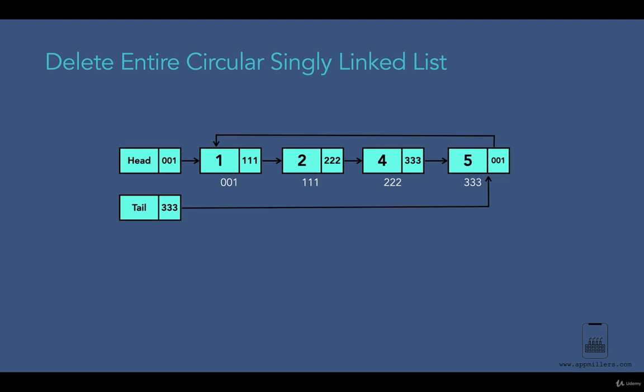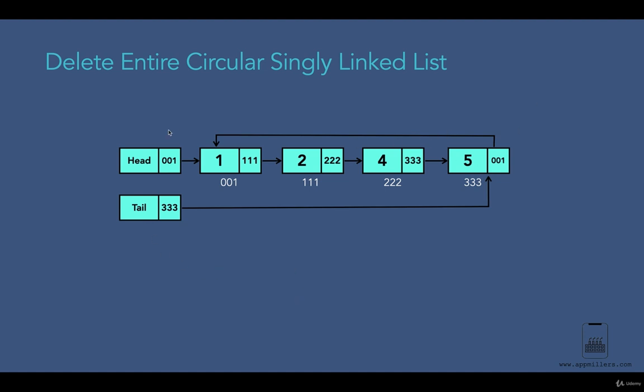Alright, in the previous lecture we have looked at deletion of a node from circle single linked list. Now in this video we will look at how to delete the entire circle single linked list from the memory, and we will implement it in practice. Now the steps here are very simple because all we have to do is delete the head reference, tail reference and last node's reference.